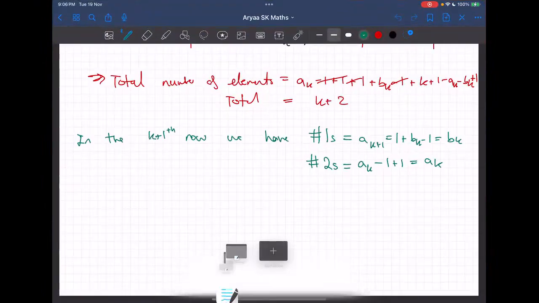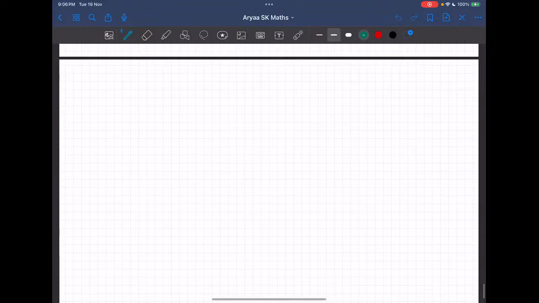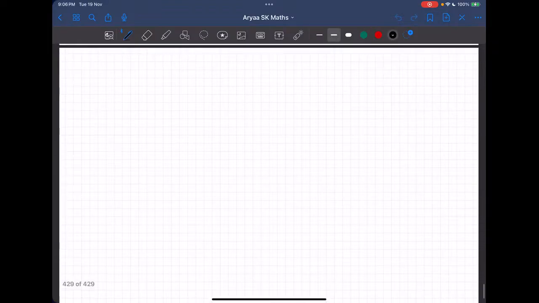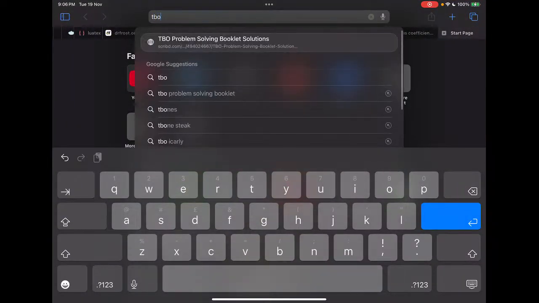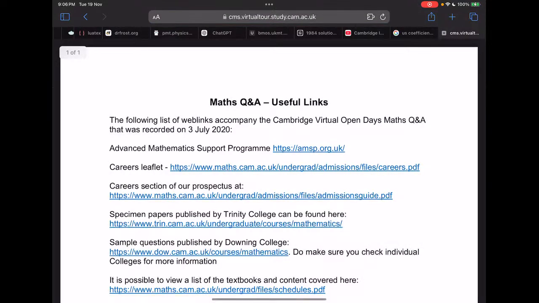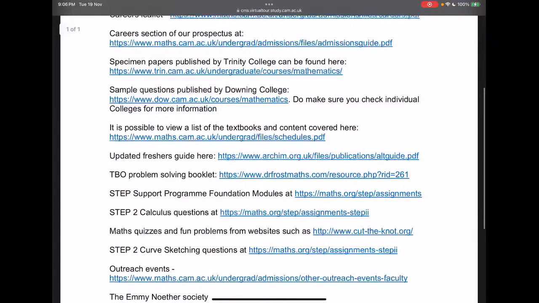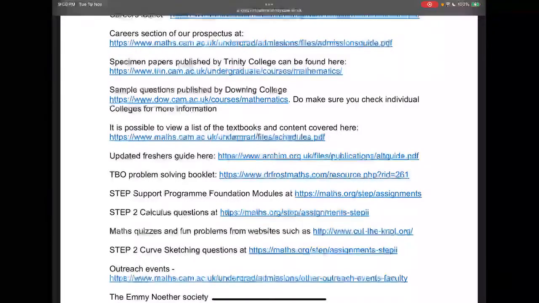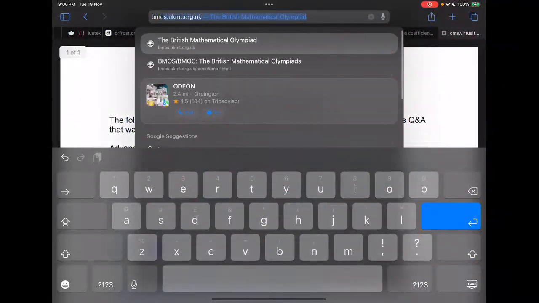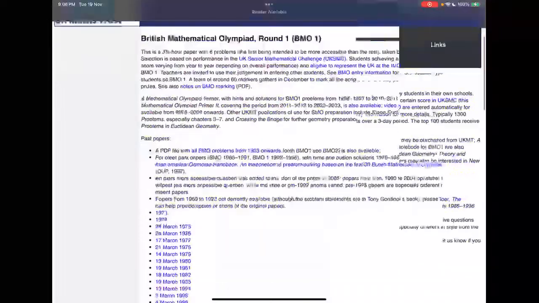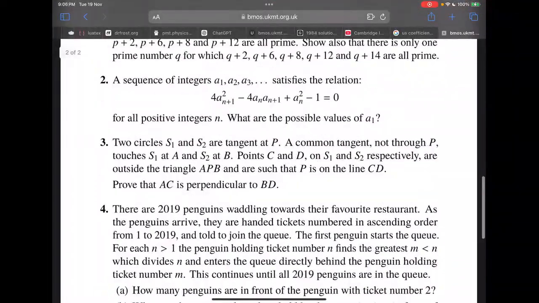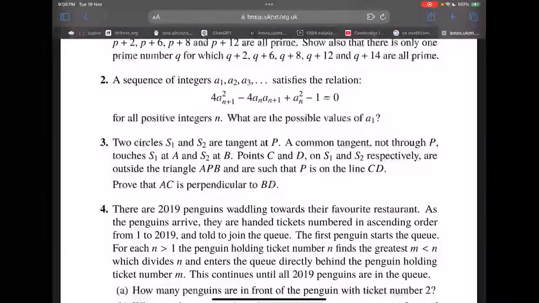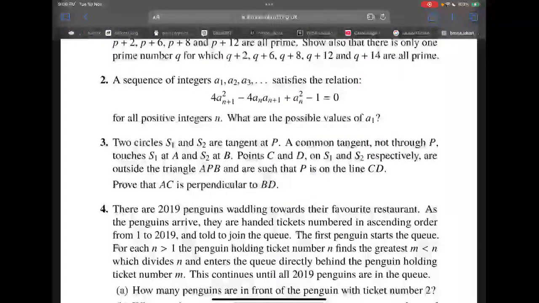Okay, so we're back at the interview practice. Now, let's get started with a question. I'm going to go onto the TBO problem solving booklet and just pick a random question from there. Actually, no, let's do a BMO question. Given that BMO is tomorrow, we might as well get some practice in. So, let's take question 3.